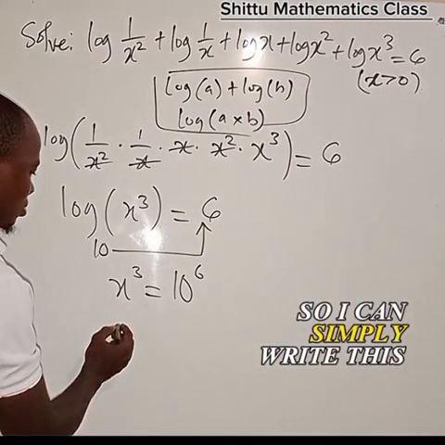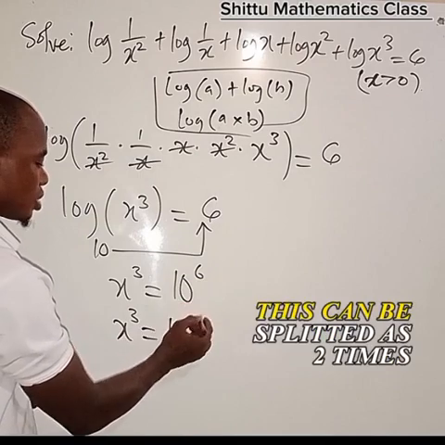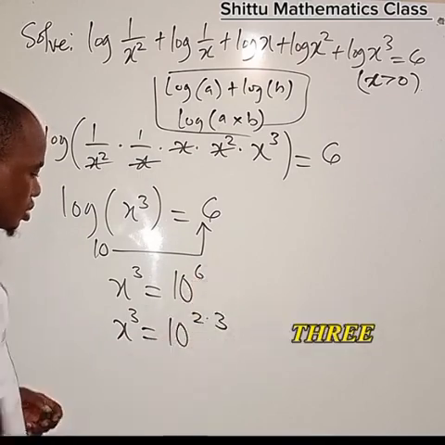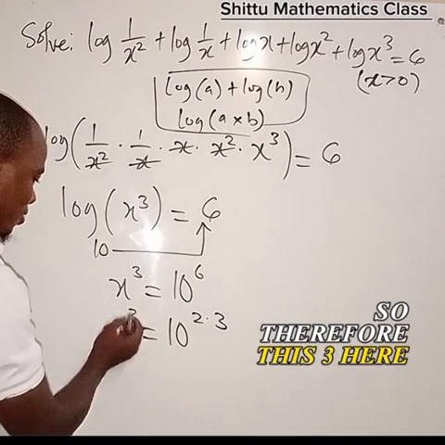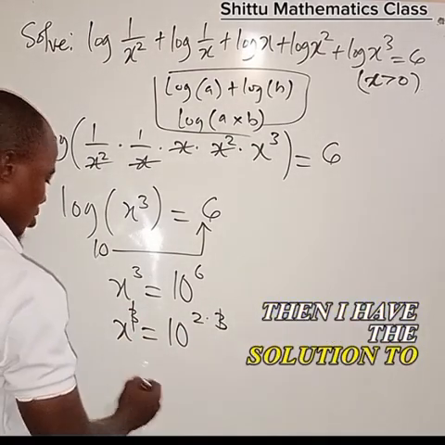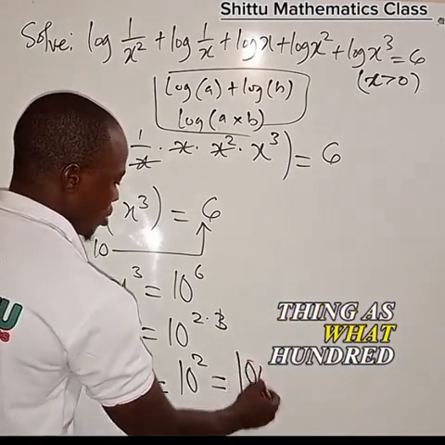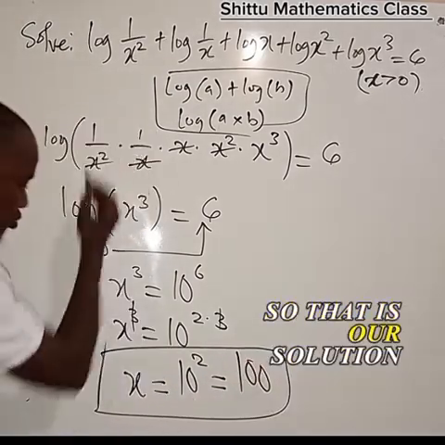So if this is 10 to the power 6, what are you going to do? So I can simply write this to be x to the power 3 equals 10 to the power, this can be split as 2 times 3. So therefore this 3 here, we cancel this 3 here, right? Then I have the solution to be x equals 10 to the power 2, which is same thing as what? 100. So that is our solution.